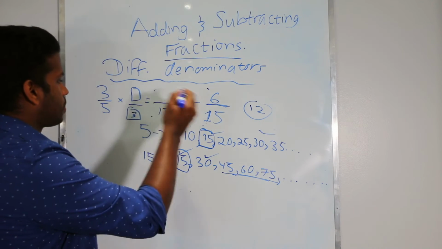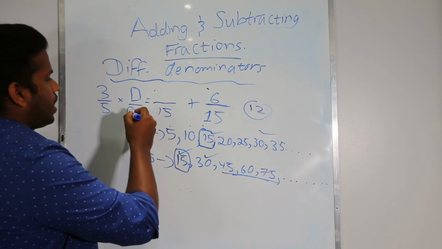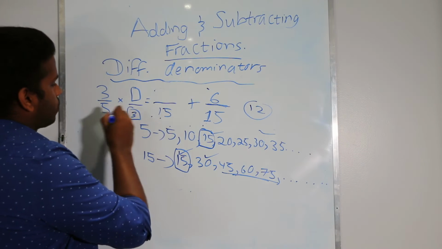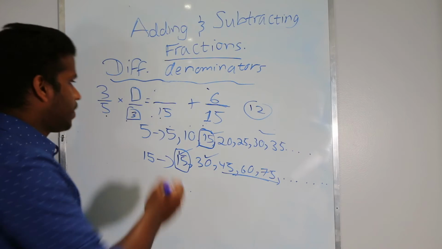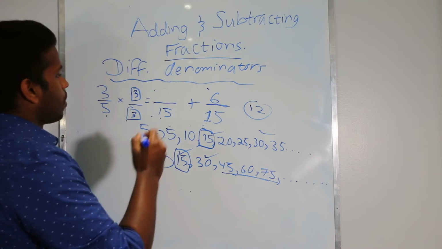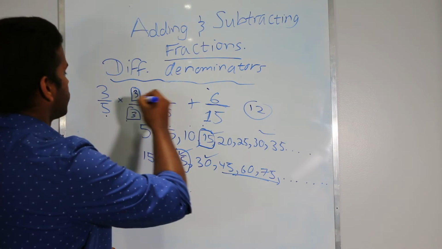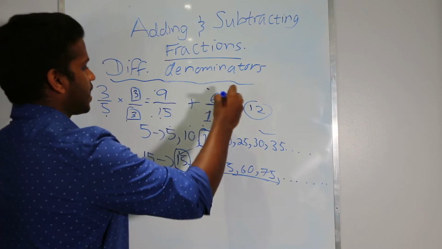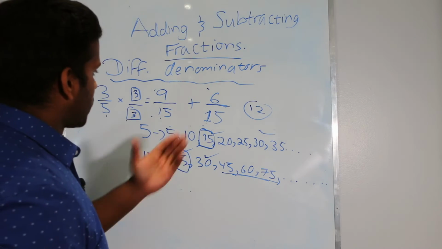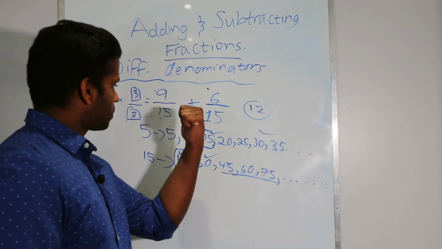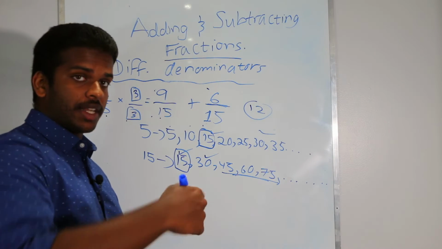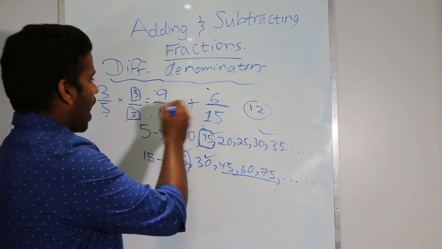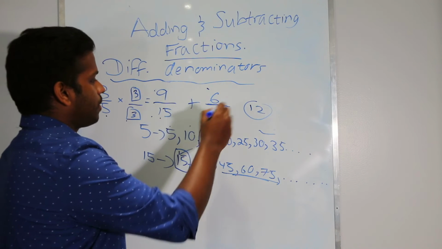So 5 times 3 equals 15. In order to get from here to here, we have to multiply by 3, so we have to do it here too. 3 times 3 is 9. So we have 9 over 15 plus 6 over 15. Now what do we have here? Remember the first scenario I showed you? 9 over 15 plus 6 over 15.